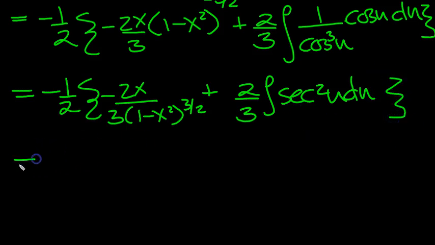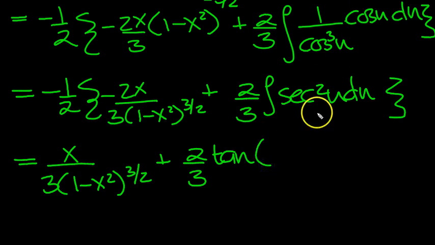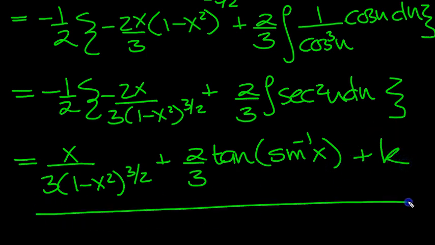So let's expand the bracket at the same time. This will be plus. The 2's will cancel. We'll get x over 3, (1 minus x squared) to the 3 over 2, plus 2/3, and tan of u, and we know that u is sine to the minus 1 of x. So put that in at the end there, plus a k at the end. So I think that'll do for our terms.